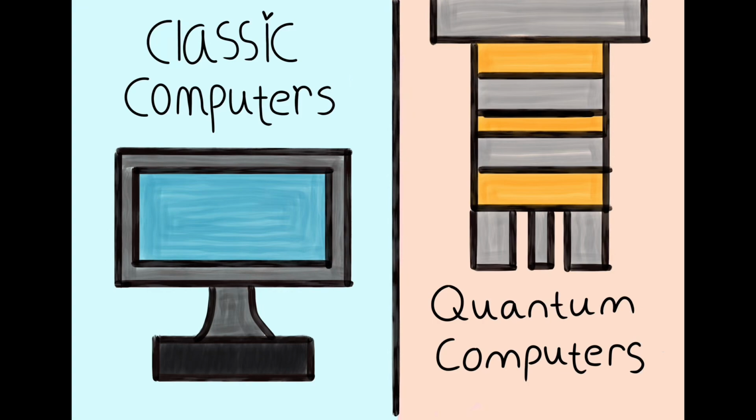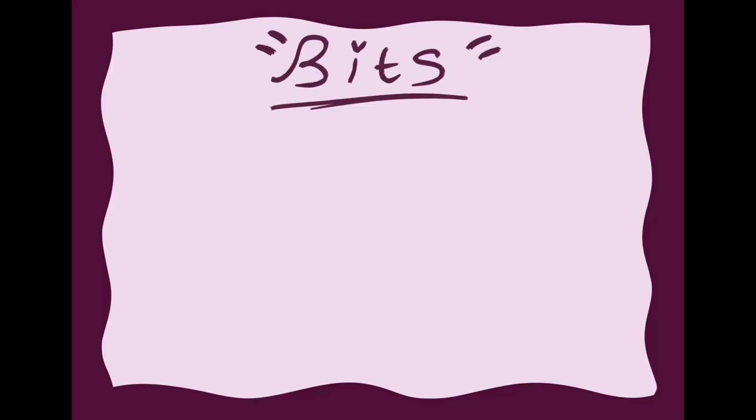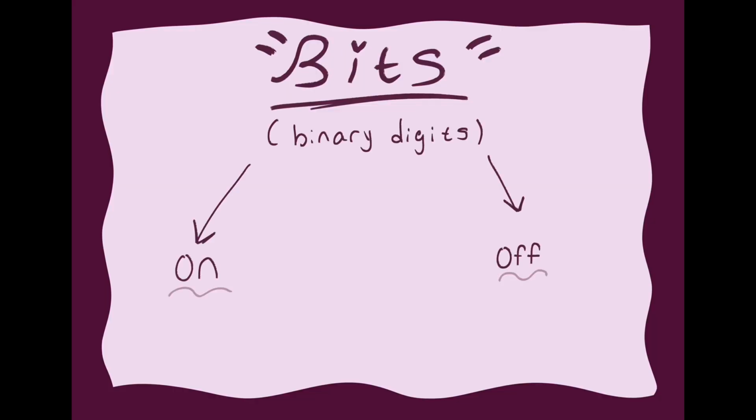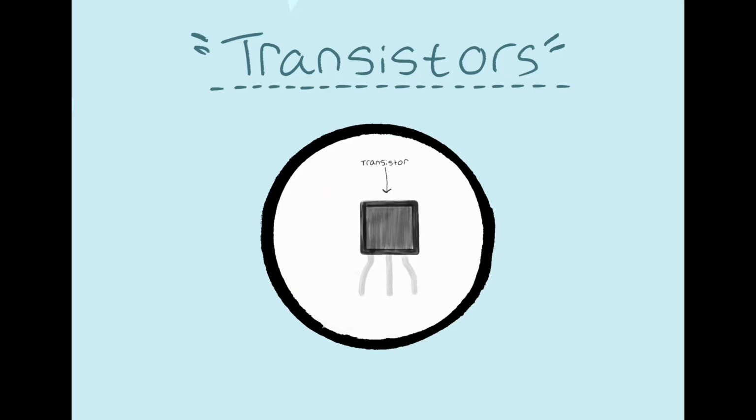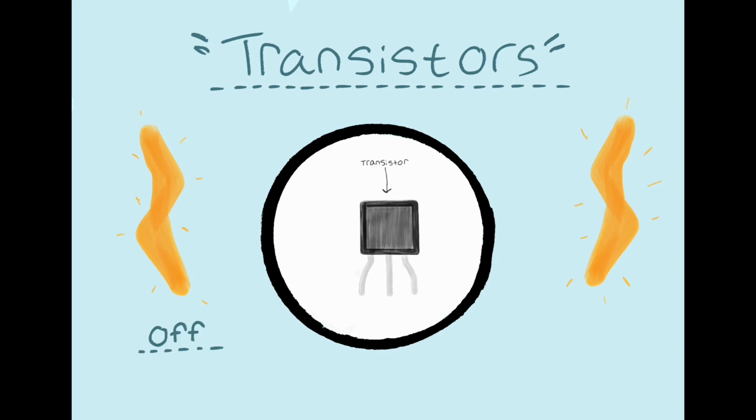Classical computers function by storing and processing data using bits. A bit is either in an on or off state represented by a 1 or a 0. Tiny switches called transistors are what determine what state each bit is in. These transistors control the flow of electrical current in the computer. When the transistor is flipped off, the bit is off, making it a 0. When the transistor is flipped on, the bit is on, making it a 1.